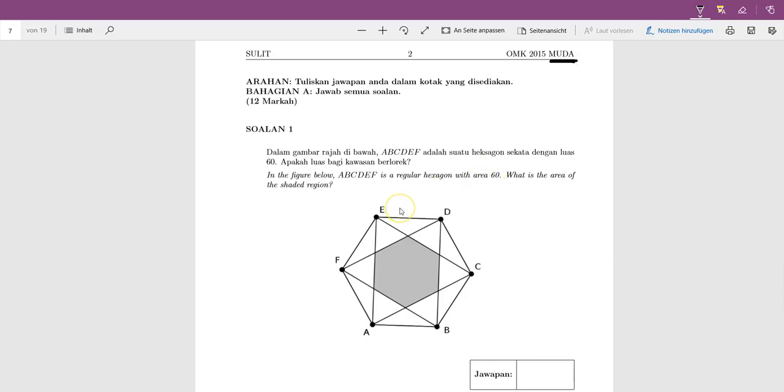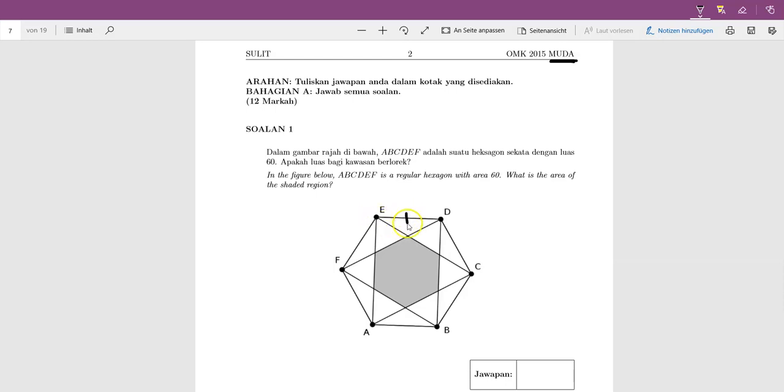This week we'll be discussing 3 questions from Bargain A, and next week another 3 questions from Bargain A, and I think you know the procedure already. Okay, let's get into the first question. In the figure below, ABCDEF is a regular hexagon with area 60. What is the area of the shaded region?